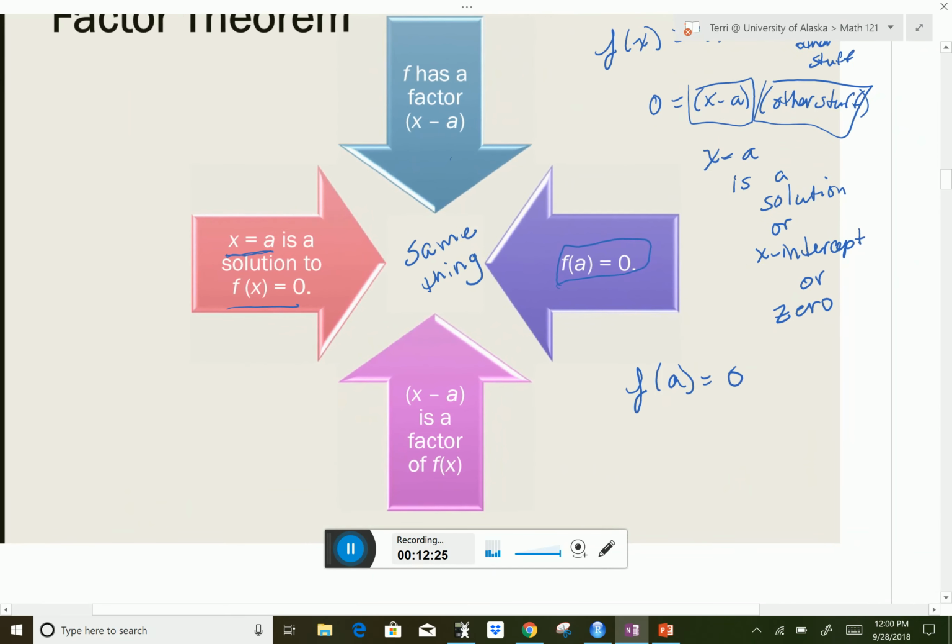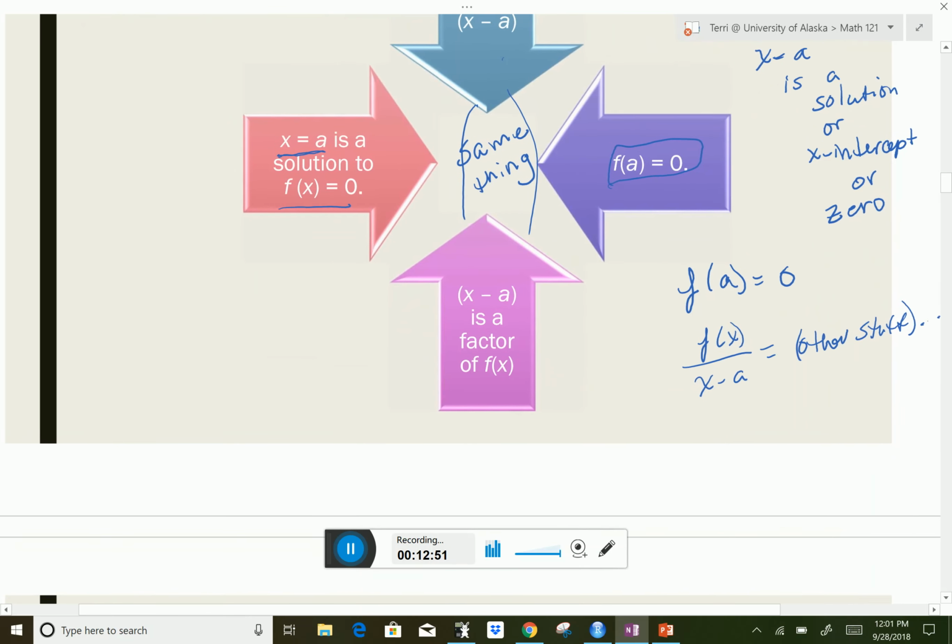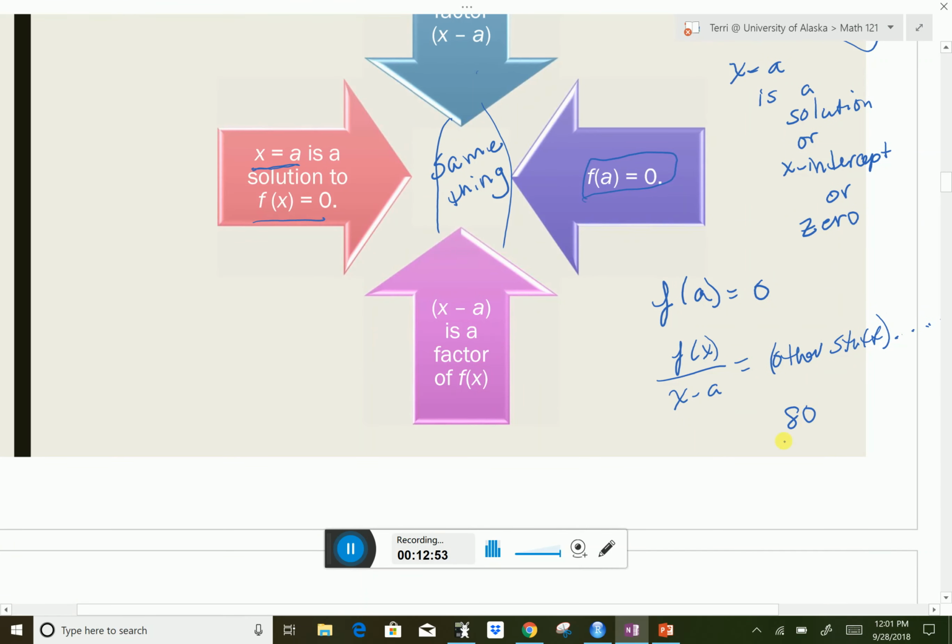And x minus a is a factor of f of x. This is almost saying the same thing, these top and bottom. So if I took f of x divided by x minus a, I get that other stuff, and I don't get anything added on at the end. So it goes into it evenly, similar to how the 80 and 16s I was just talking about go in evenly. I don't have anything over here.